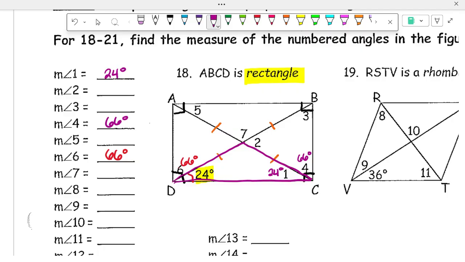Now, which angle would be the next easiest to find? 3. I would say 3. Why 3? It's another isosceles triangle. So that means that 3 is congruent to which angle? 4. So it's 66 as well. What about the next angle? Which angle should I find next?